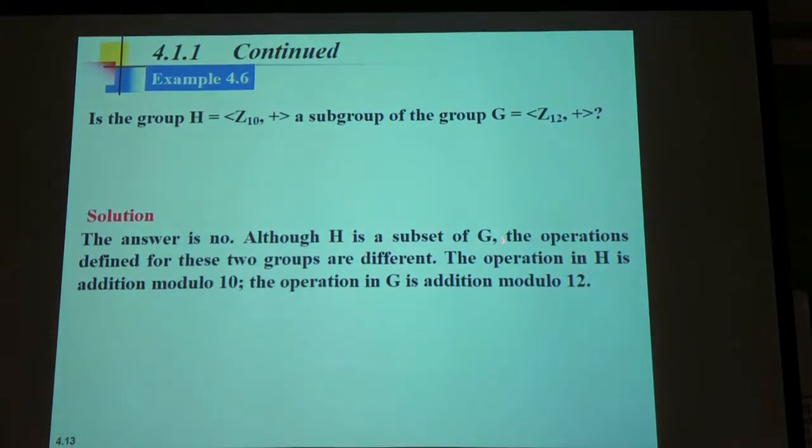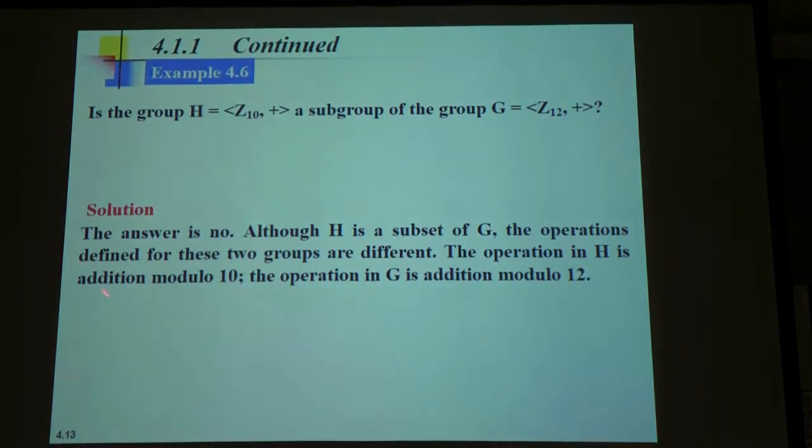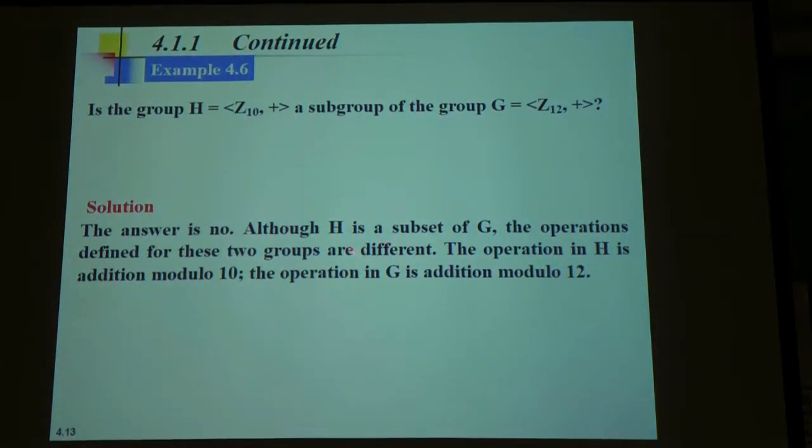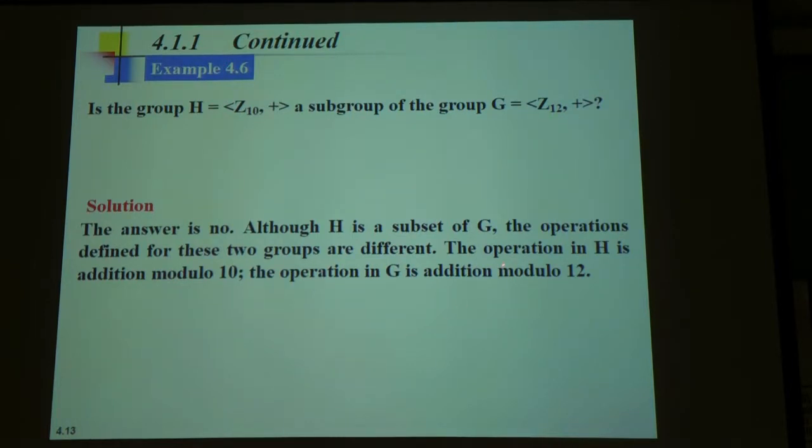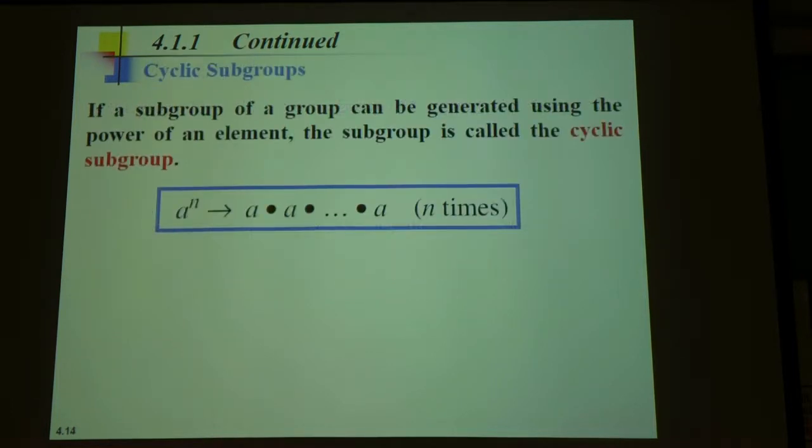Although H is a subset of G, the operations defined for those two groups are different. This is modulus 10, modulus 12. The operation in H is addition modulus 10. The other one is modulus 12. All right? Interesting, right?